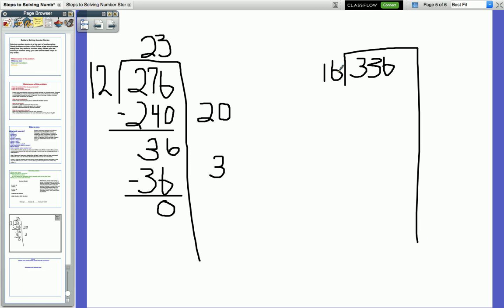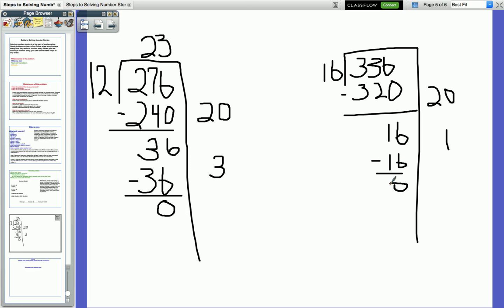Okay, so again, I'm going to look at 16 and 33. I know that 16 times 2 is 32. So 16 times 20 is going to give me 320. So then I have 16 left, and I can make one more group with 16. So I have 0 left. So package B costs $21 per ticket.